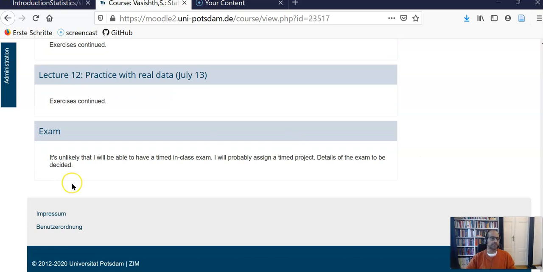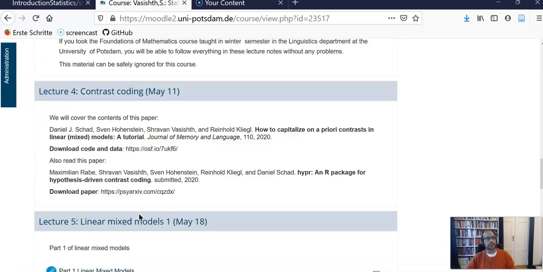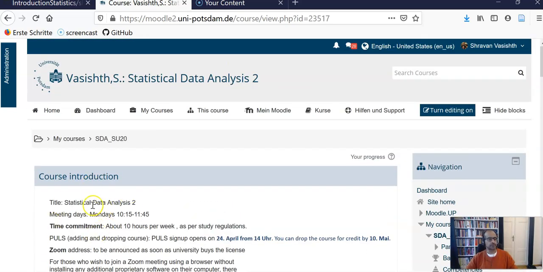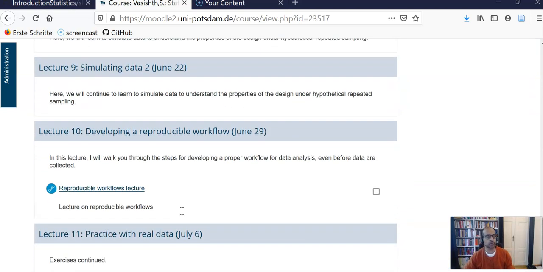And then finally, there will be an exam that will be held during the lecture period that I have. So what is the time? I teach Mondays 10:15 to 11:45. So this will be the period when we will do the actual exam. And currently my plan is that the exam will be run online through Moodle.